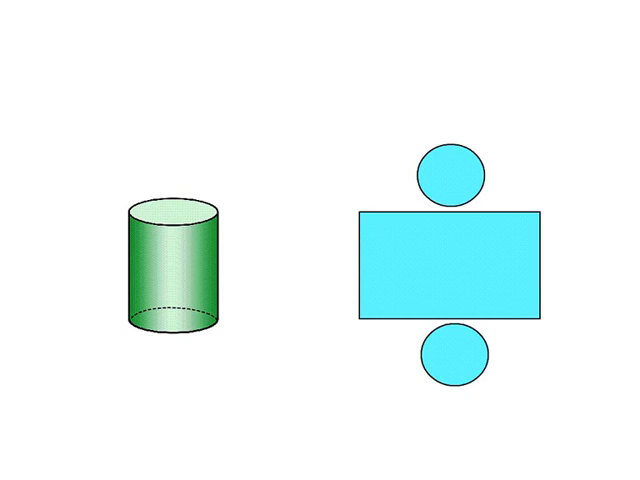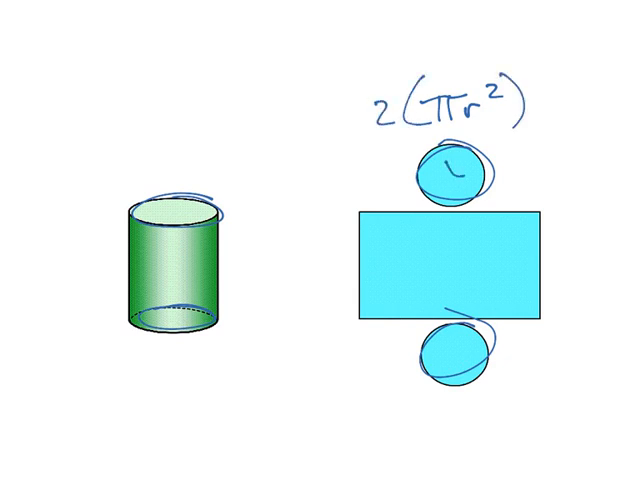Well, if we're talking about surface area, we have to talk about the area of the two bases, which are circles. And we know that the area of a circle is pi r squared. And there are two of them, right? Because these two, being the two bases, will have the exact same area.